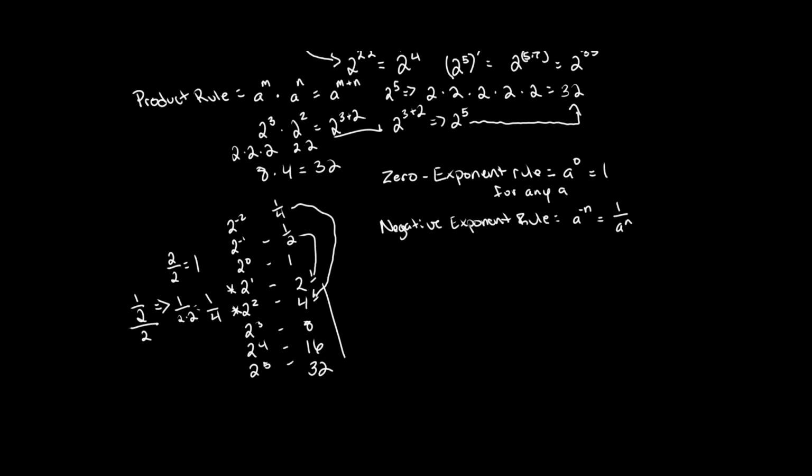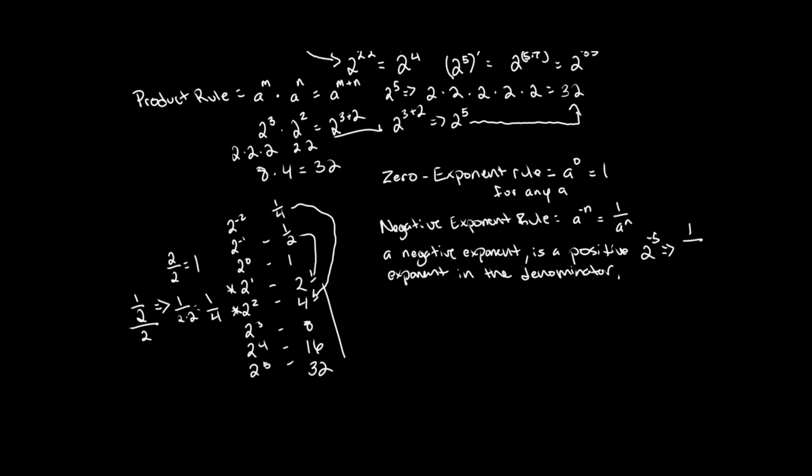So the simple rule is a negative exponent is a positive exponent in the denominator. And that just makes this much easier to think about and conceptualize. So if I give you 2 to the negative 5, that is equivalent to 1 over 2 to the 5, which is equivalent to 1 over 32.